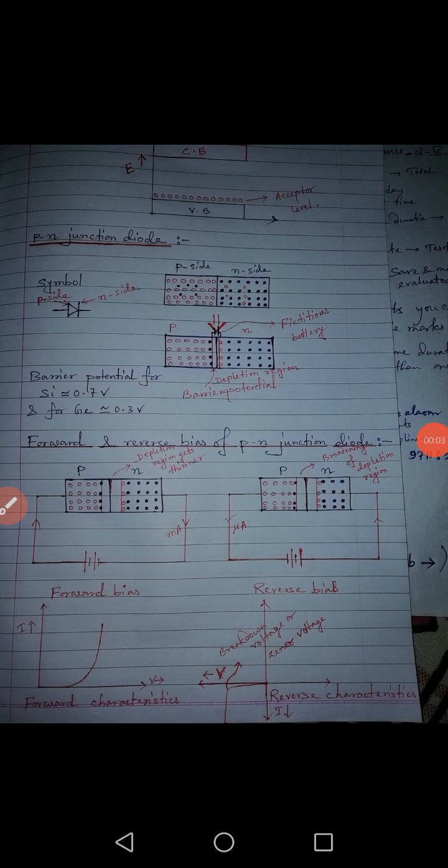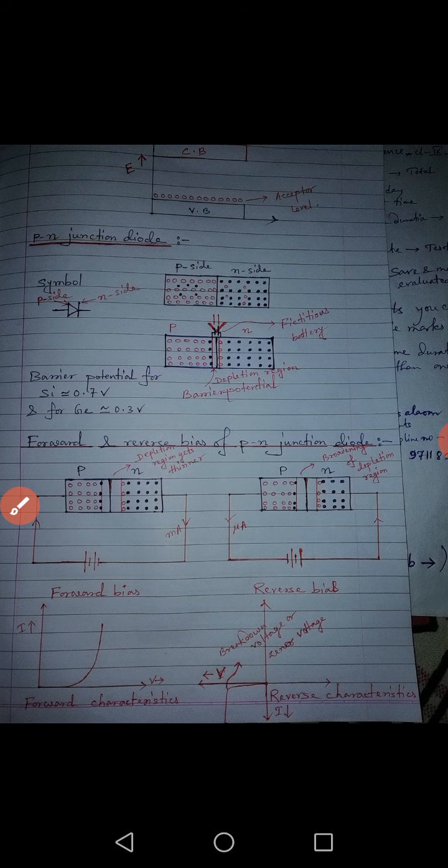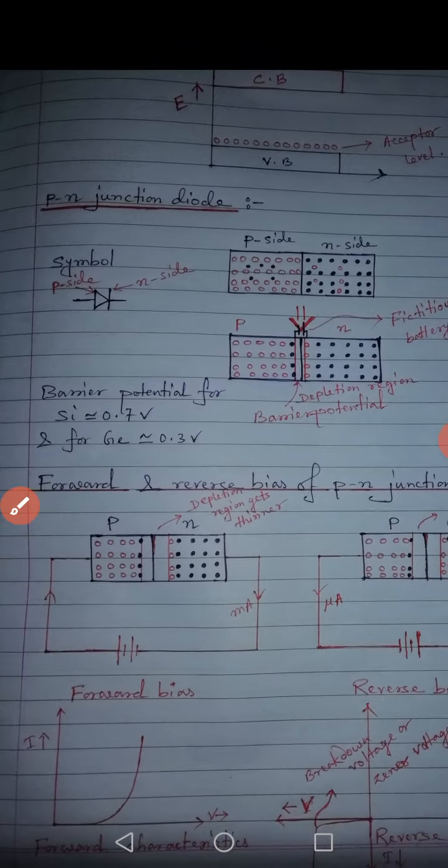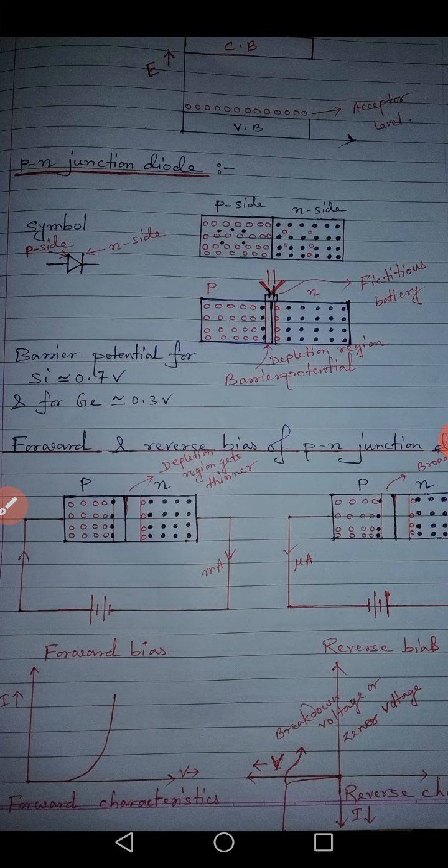In the last video we discussed p-type and n-type semiconductors and how they are formed. Now in this class we will discuss the p-n junction diode. A p-n junction diode is a combination of p-type and n-type semiconductor. This is also called a diode.